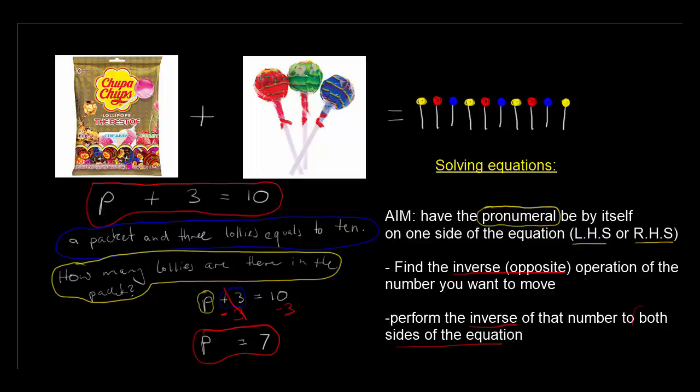First, the idea of solving equations was to have the polynomial be by itself. Could be the left hand side or by itself on the right hand side. Now how do we do that? Well, first we find whatever we want to move, we find the inverse. In this case, we wanted to move the plus 3 to get p by itself, and we did minus 3 to both sides. Once we found the inverse, we'll do that calculation on both sides, not just one side but both sides. So in this case, the inverse of plus 3 was minus 3, so we did minus 3 on both sides, and then we found, well, the plus 3 minus 3 cancels out, and we're left with 10 minus 3, which is 7, and we found that one packet contains exactly 7 lollies.